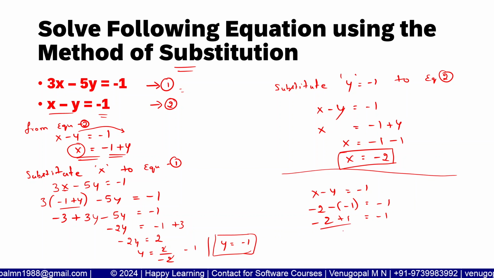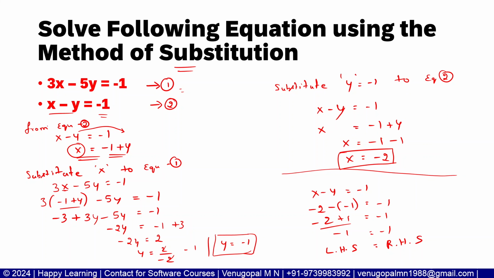See, what is the LHS value? Minus 1 is equal to minus 1. LHS is equal to RHS. Clear, guys? This is what substitution is all about, and this is how we find out the value of two different unknown variables when two equations have been given to us, using the method of substitution.